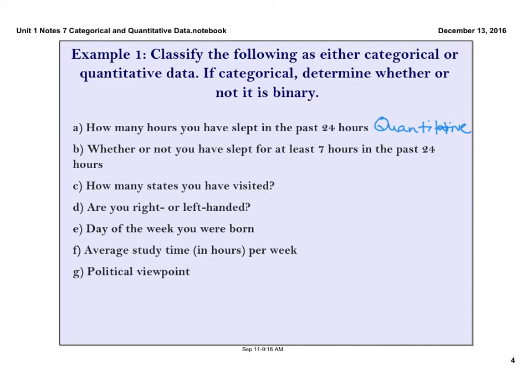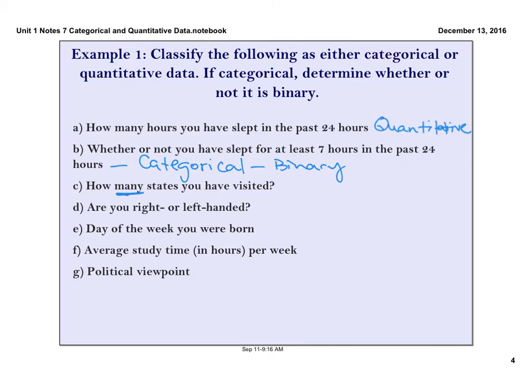If somebody said, have you slept 7 hours in the past 24 hours? That's an answer that would be a word. If I asked you that question, did you sleep 7 hours last night? Your answer is either a yes or a no. So this is categorical. It's the same type of question. It's getting at the same thing as part A, but it's phrased a little bit differently. So this is a categorical question. And even further than that, it's binary because your answer is going to be yes or no. So it's categorical and it's binary.